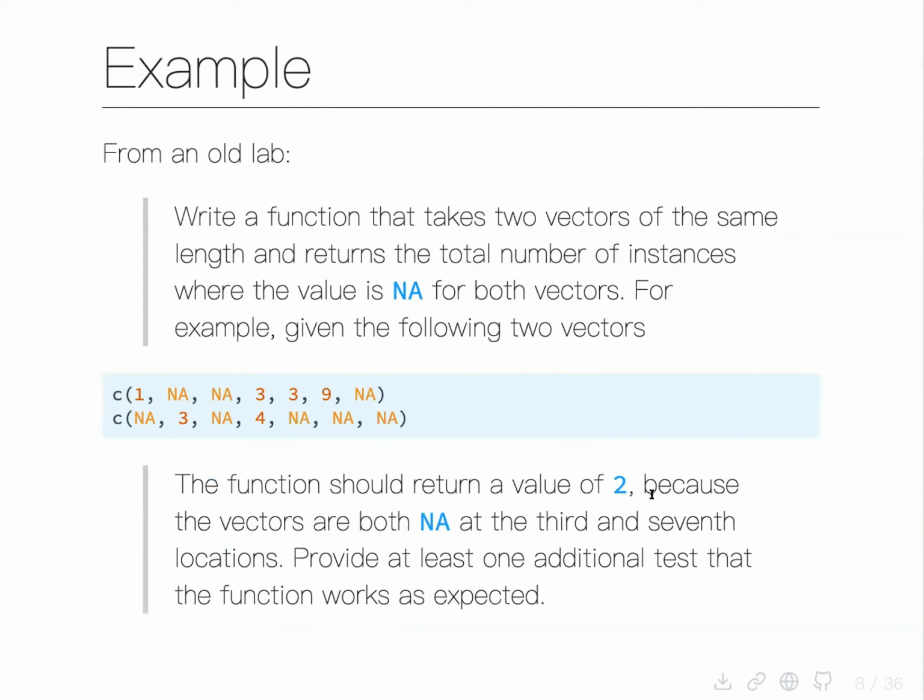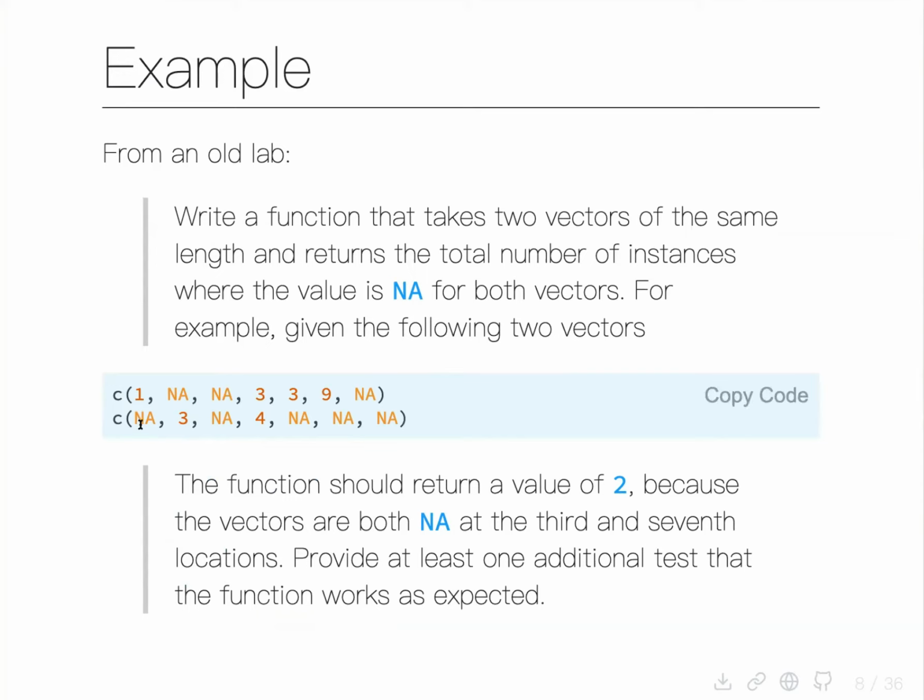So conditionals. This is where we're going to start with one of the challenges. This is from an old lab. So I cut one of the labs this term, and this was one of the questions from the lab. Okay. Write a function that takes two vectors of the same length and returns the total number of instances where the value is NA for both vectors.